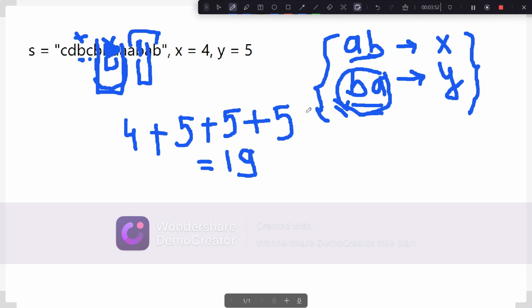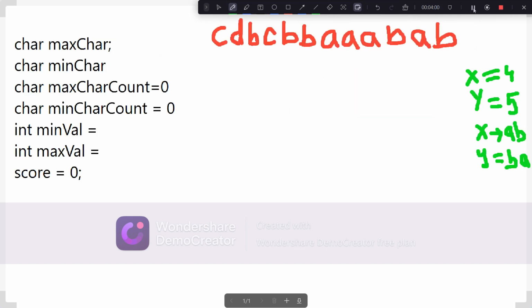So let me explain my approach with this example only. We will do a proper dry run of our code so that you will understand in a better way. So guys, see here, I have taken one string which is given in the example. So first of all, these are certain variables that we will use in this code. First of all, we have to check what would be the max char here.